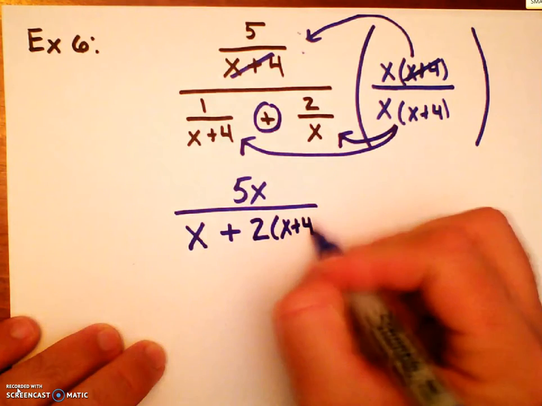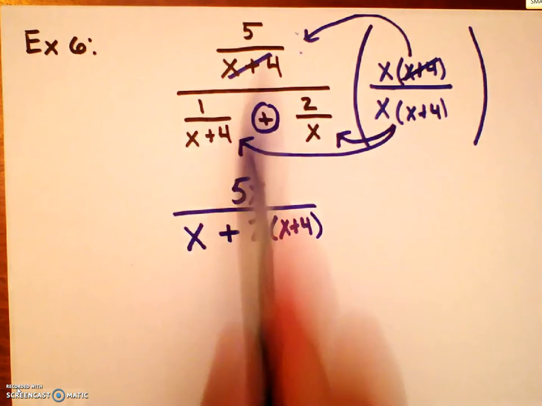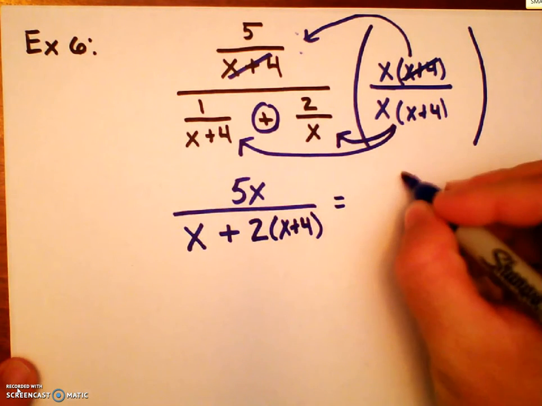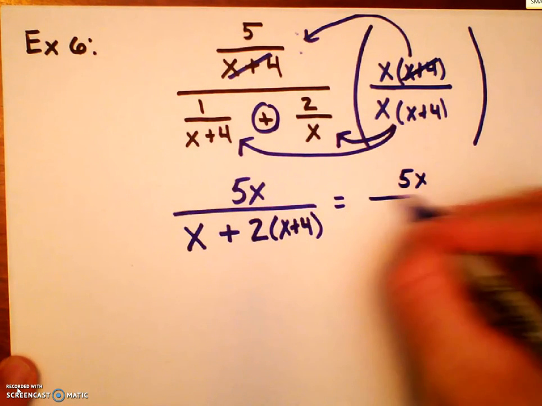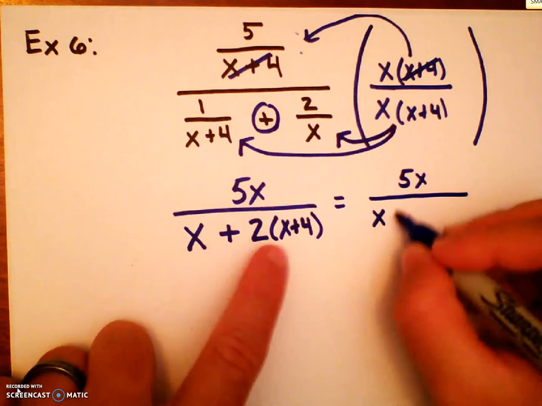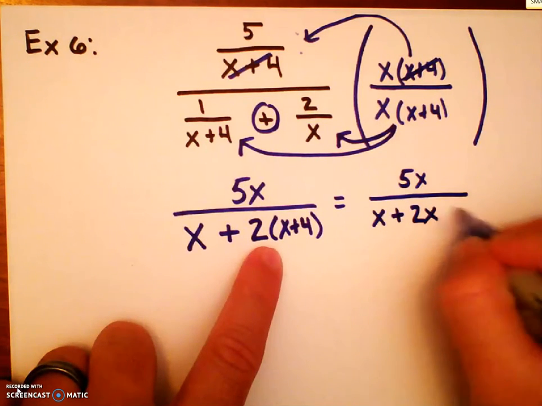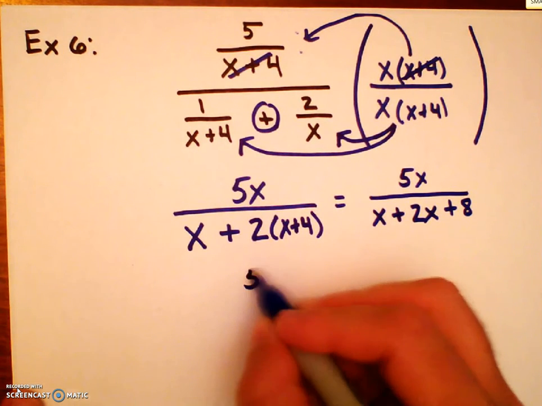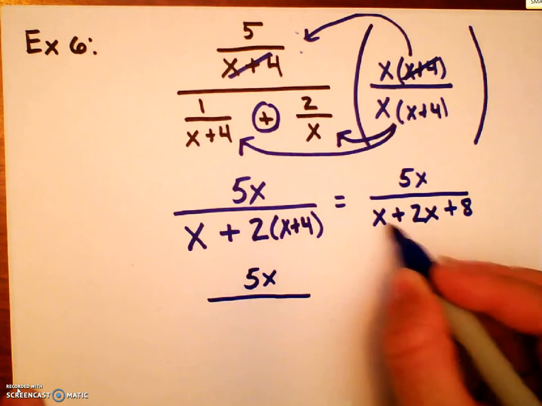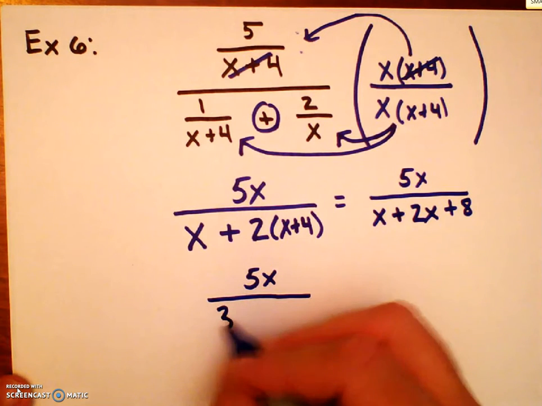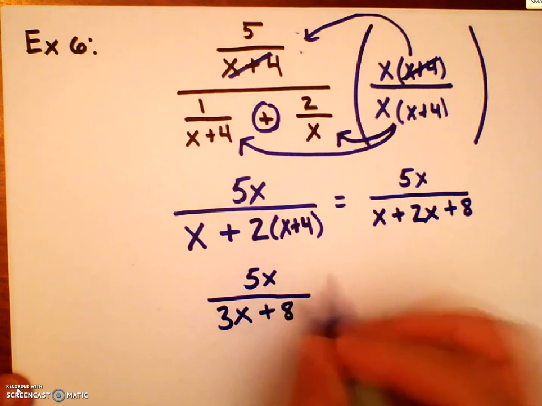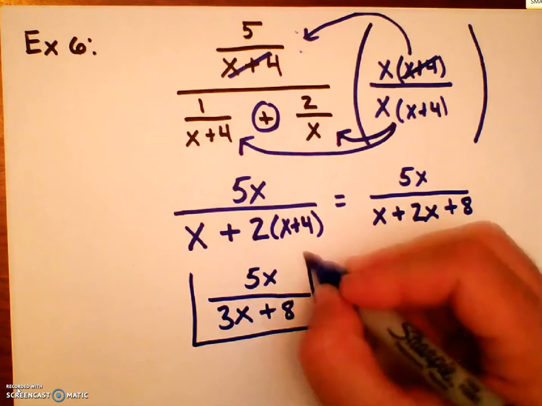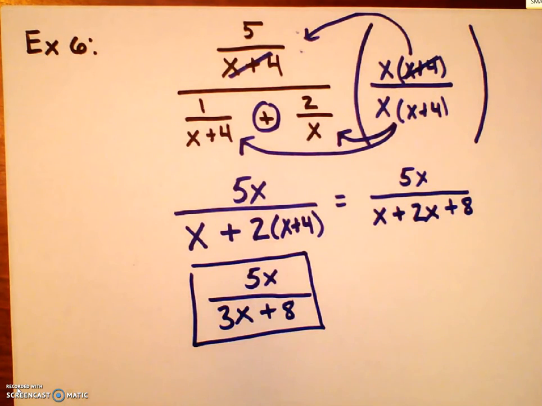So what I want to do now, if you notice, I don't have any little individual fractions. I can now simplify this. The top is going to stay. I'm going to distribute the 2 on the bottom to get 2x plus 8. And then I want to combine my like terms, and this should get me my final answer. 1x plus 2x is 3x, and then plus 8. Because I can't factor anything, nothing's going to cancel. This is my final answer. Okay.